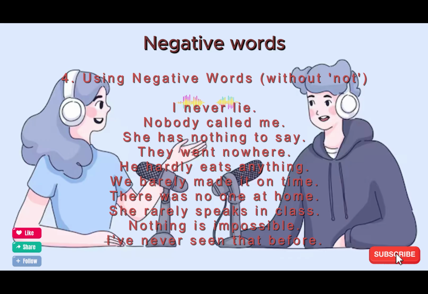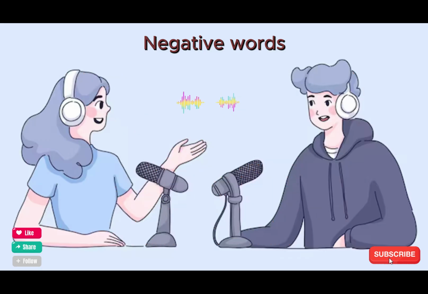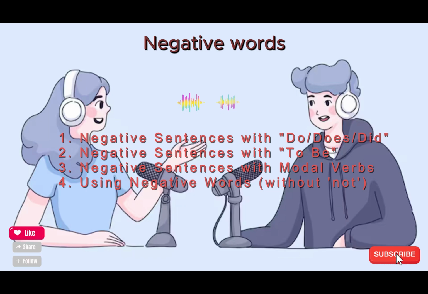Yeah, so just to quickly recap for everyone: we have using do, does, did plus not for most verbs, and using am, is, are, was, were plus not for the verb to be. Adding not after modal verbs like can, should, will. And finally, using those inherently negative words like never, nobody, nothing, without adding an extra not. Hopefully, having these four approaches laid out helps you, the listener, feel more confident constructing negative sentences. Try to notice these patterns when you're reading or listening to English. It really helps cement them.